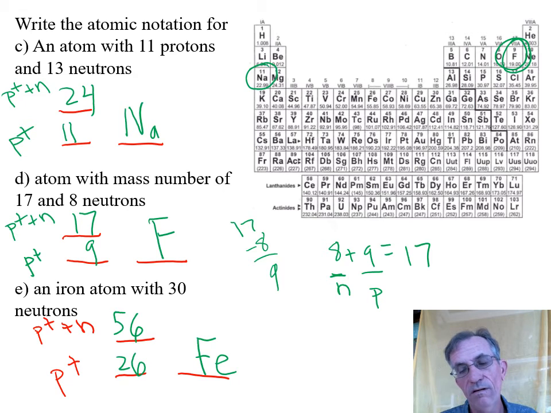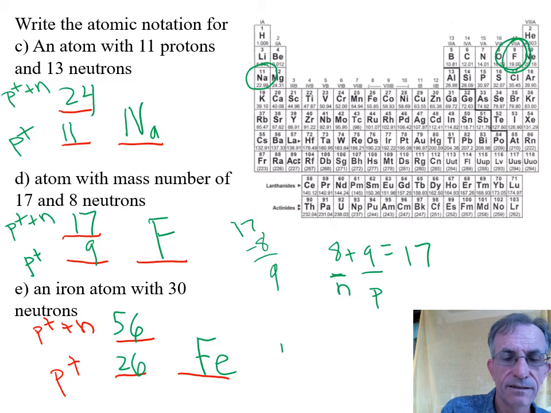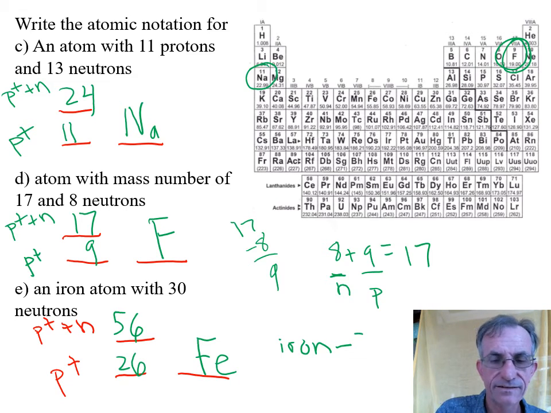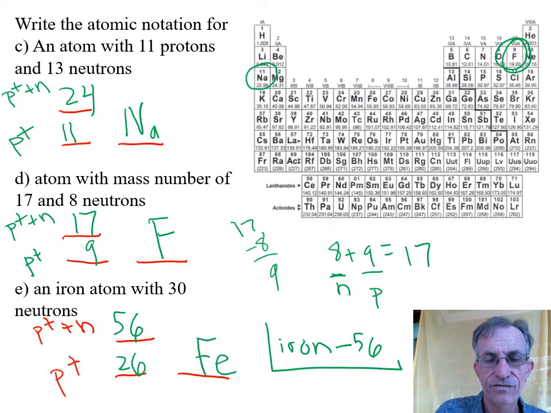All right, one last thing. What would you call this thing? You could write that symbol and I know all about that atom now. But what else could you call it? You could call it iron-56. That would be another way to name it, iron-56. Or you could even write Fe-56.